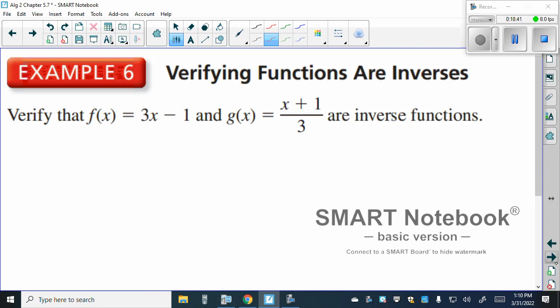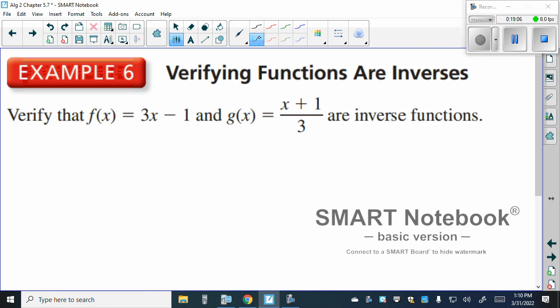All right. The last thing we're going to look at is verifying functions are inverses. So on this here, they're going to give us 2 functions, and we want to determine whether or not they are inverses. One way we can do this is just pick one of the 2, so f of x, and do what we just did to find the inverse. And if that inverse matches up with g of x, then they are indeed inverses.